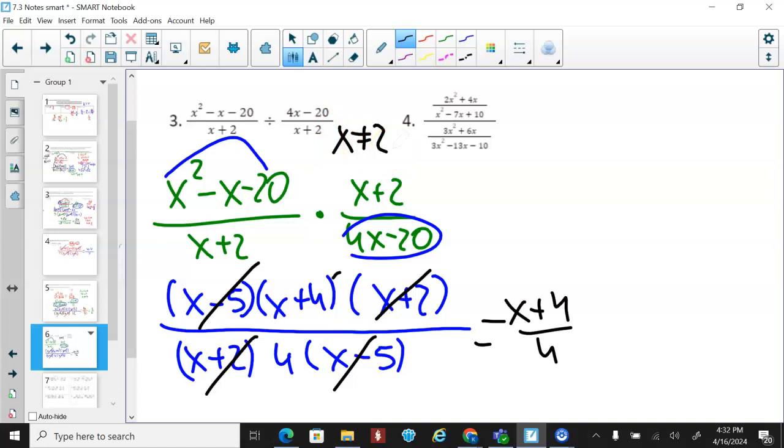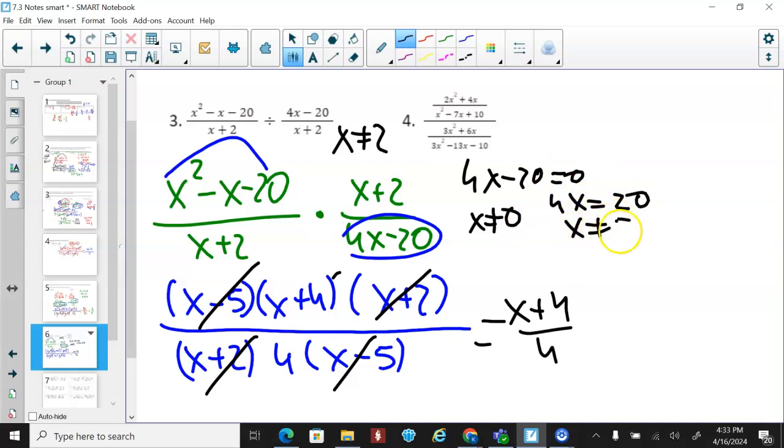Now, also, here, x cannot equal 5. How do I know that? 4x minus 20 equals 0. 4x equals 20. x cannot equal 5. Okay? All right. Pause that if you need to write that.